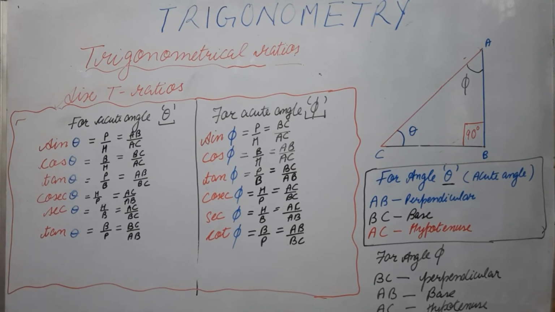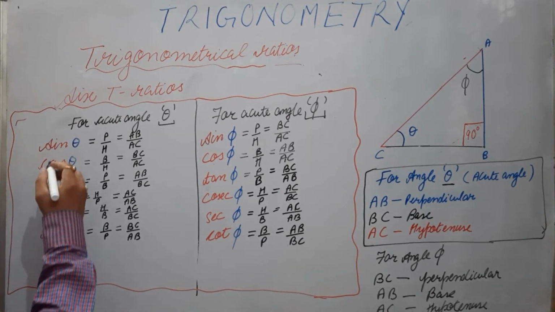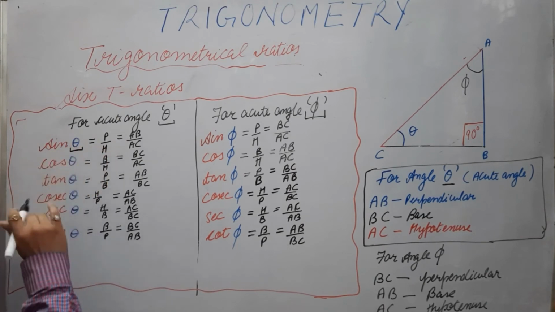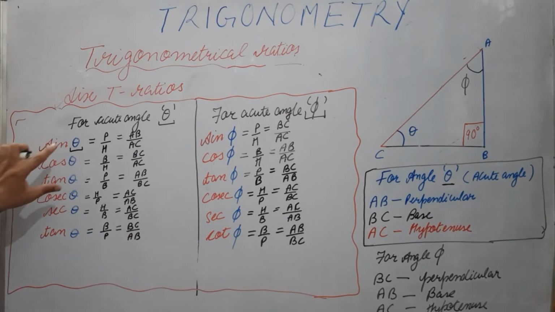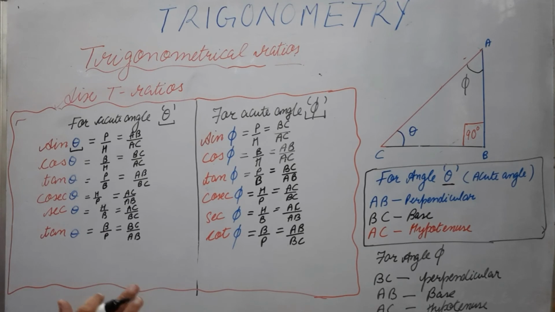So these are the six T ratios for an angle. These six T ratios express the relation between an acute angle and the length of its sides. So this is the relationship between the angle and the length of its sides. And trigonometric ratios do not vary with the length of the sides of the triangle.